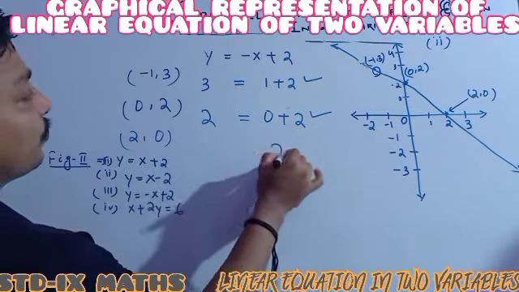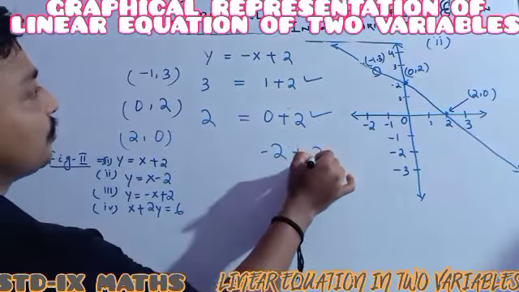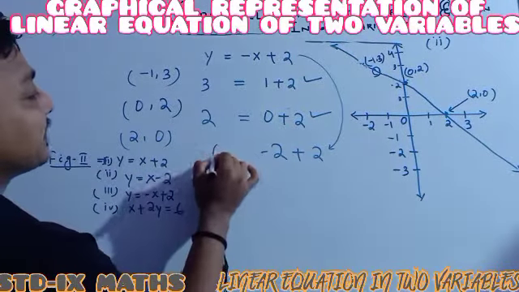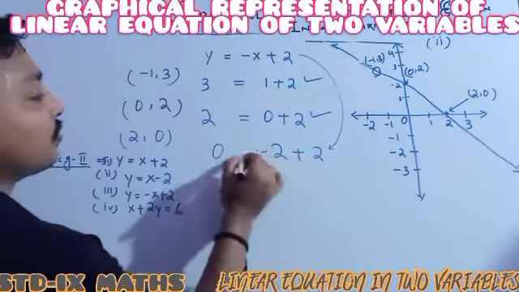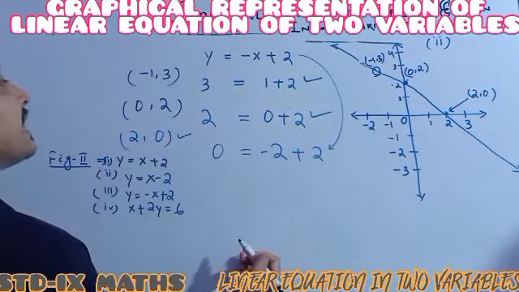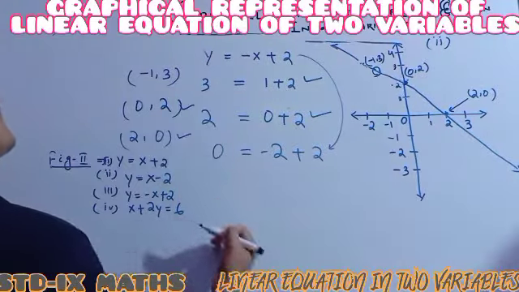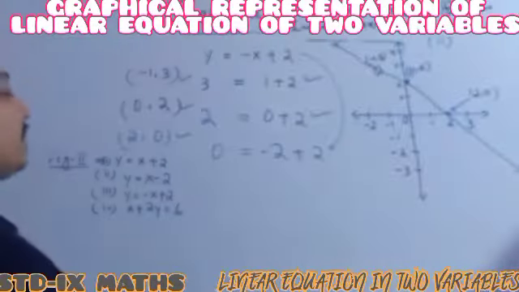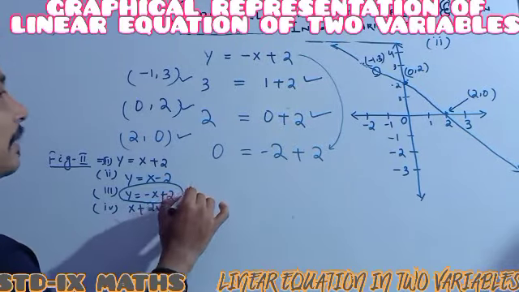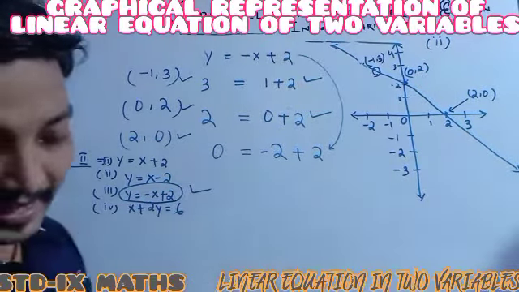X is our 2, minus 2. Here it is 2, I am putting, okay. And here y means it is our 0. See, minus 2 plus 2 is also 0. So on putting 2 and 0 the equation is satisfied, 0 and 2 the equation is satisfied, and minus 1 and 3 also the equation is satisfied. So the third one is the linear equation whose graphical representation is that one.